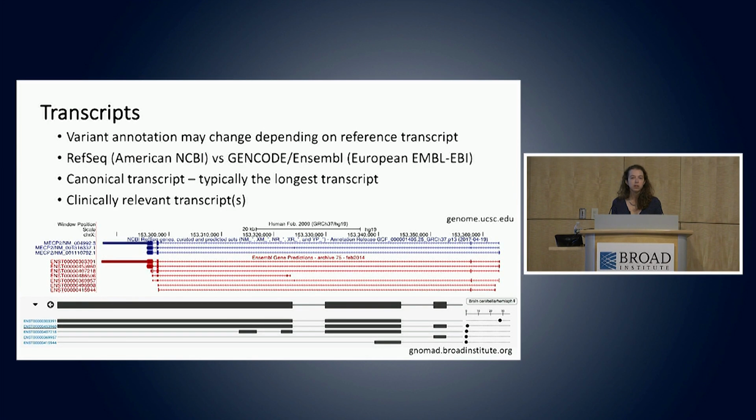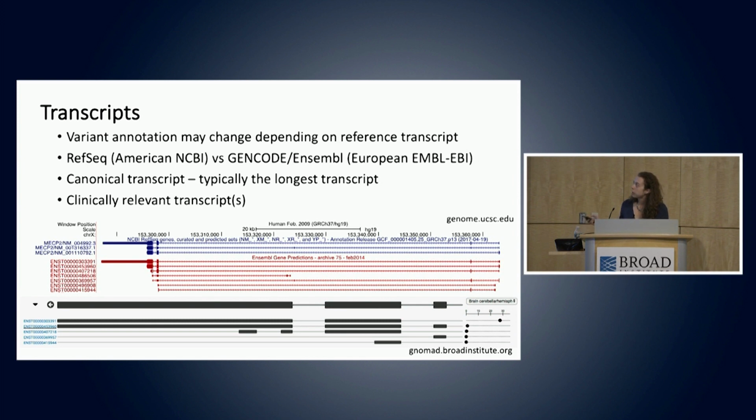So transcripts are incredibly important, and variant annotations may be different. A variant doesn't necessarily fall in every transcript for a specific gene, and it can have different impact. So this is just an example here. This is MECP2. The other thing I wanted to mention here is we have two main sets of transcripts. One is RefSeq, which is sort of American NCBI based, and the other is Ensembl, which is GENCODE and more from European annotations.